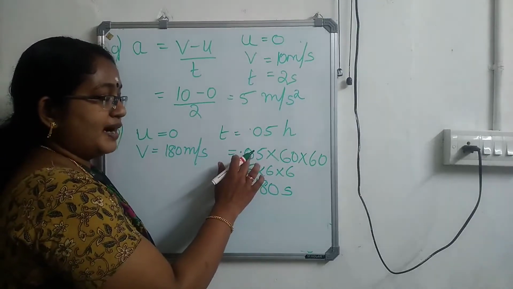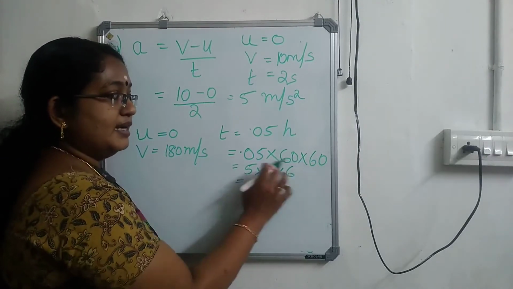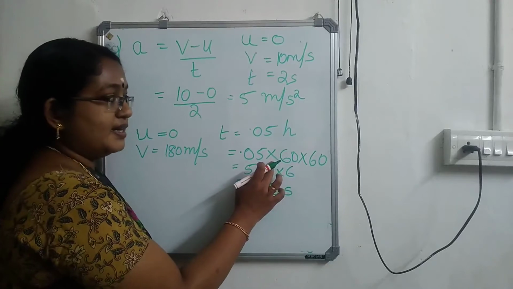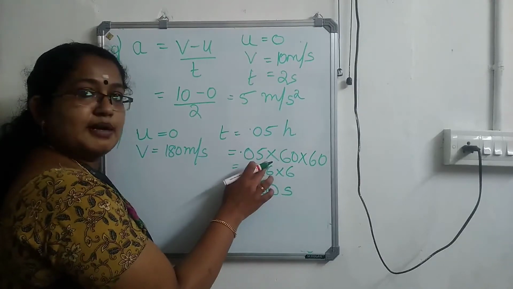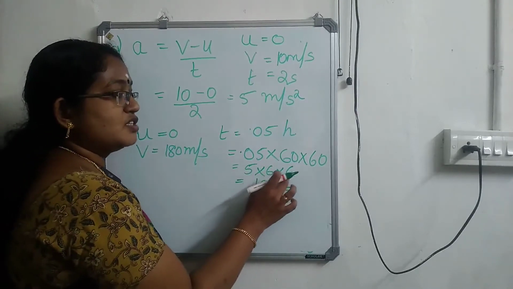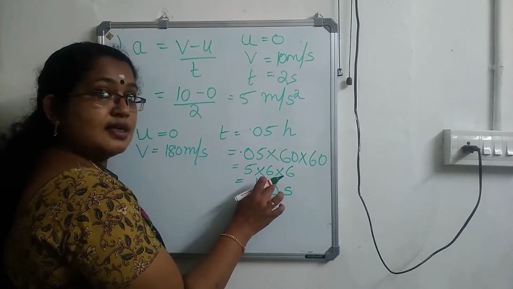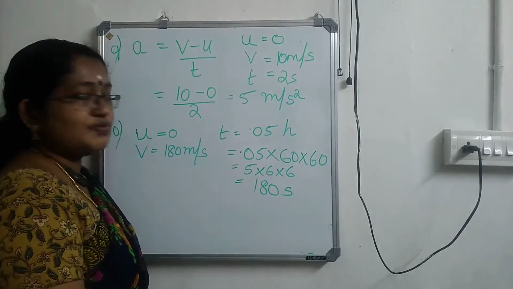So 0.05. Since two zeros are coming and the operation is multiplication, you can remove the decimal point and you will be getting 5 into 6 into 6. 5 into 6 is 30. 30 into 6 is 180.